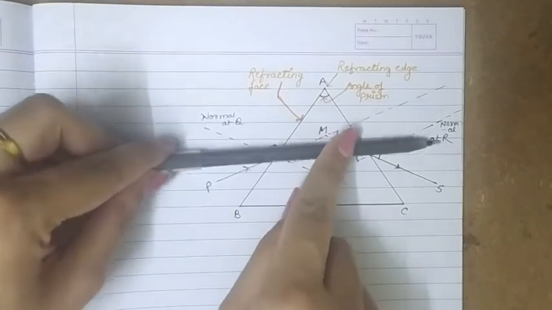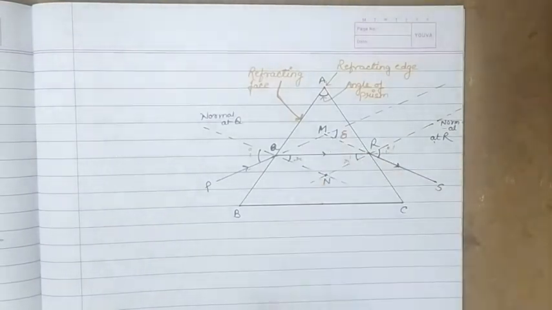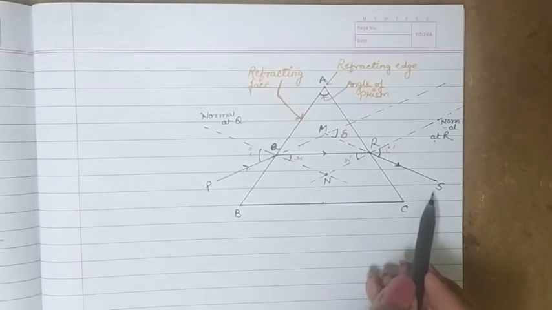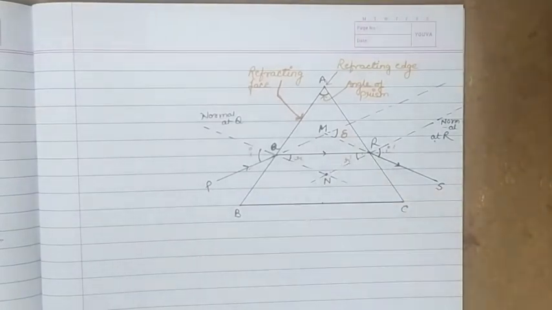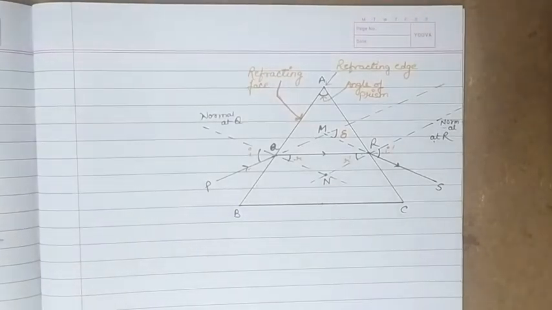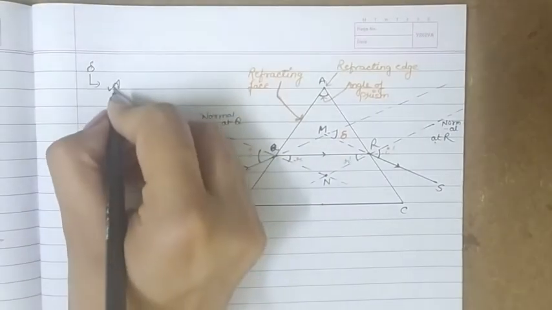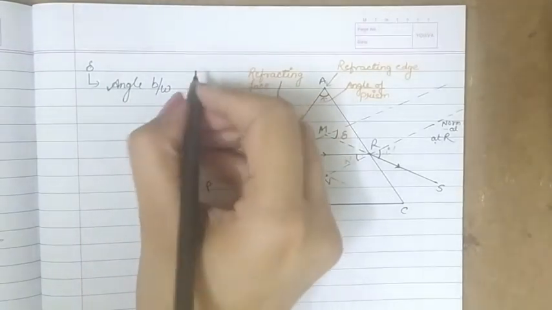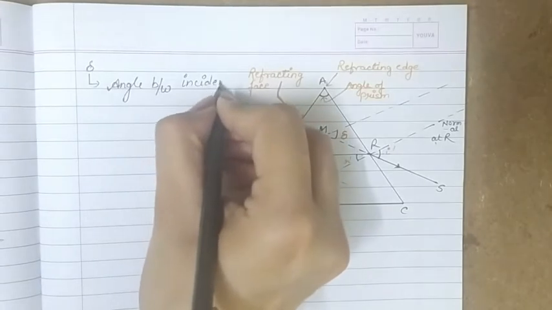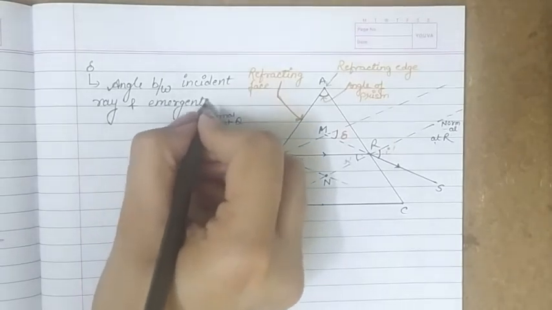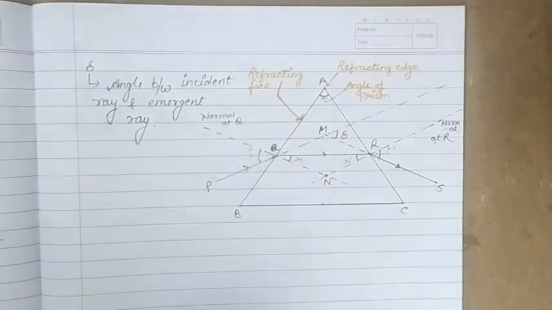So the change in the direction of the path of light, that is angle delta, is called deviation, or this angle is known as the angle of deviation. So we can define the angle of deviation as the angle between the incident ray and the direction of the emergent ray, and it is denoted by delta. Here I am writing the definition: angle of deviation delta can be defined as the angle between the incident ray and the emergent ray, and it is called the angle of deviation.